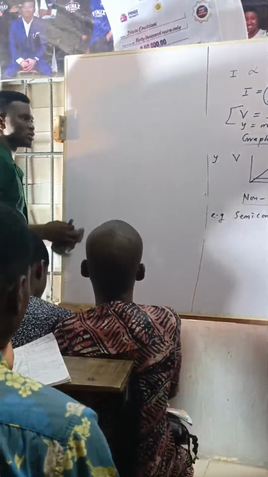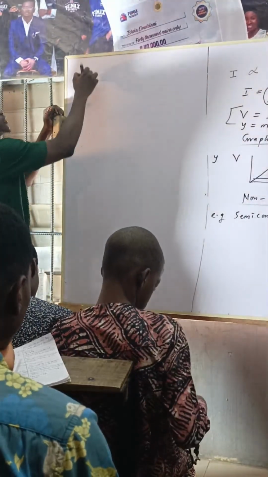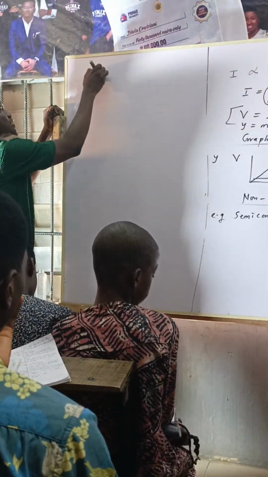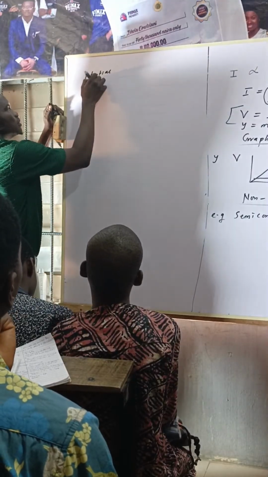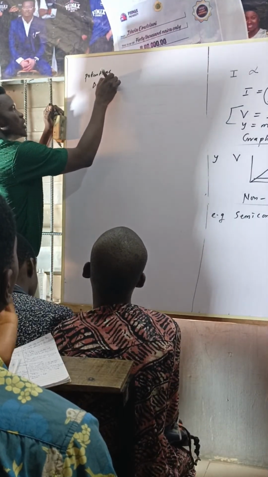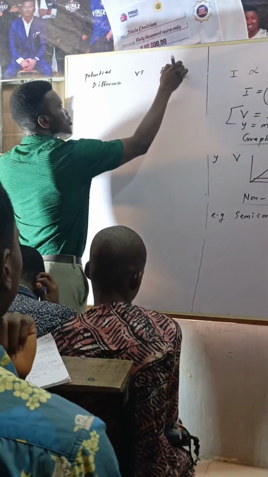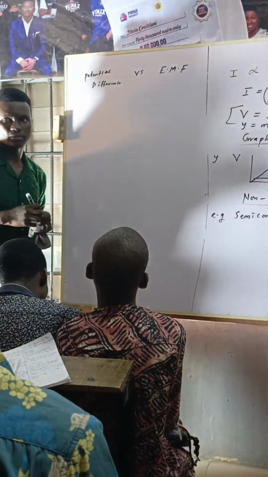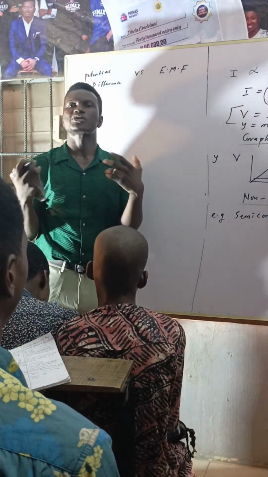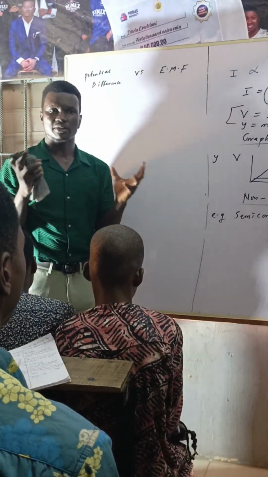We'll solve questions. So now, there is what we call potential difference, which you all know already. And there is what we call EMF. I would like you to get the difference there. Both of them almost mean the same thing, but they are not the same.